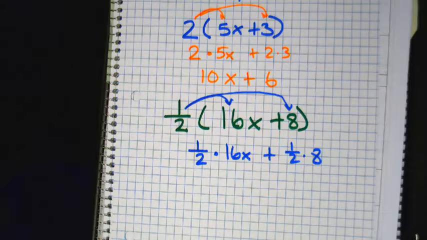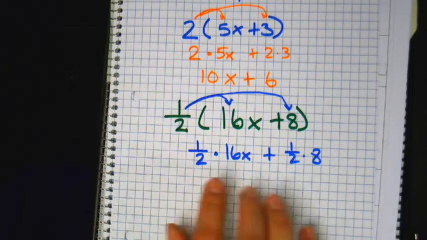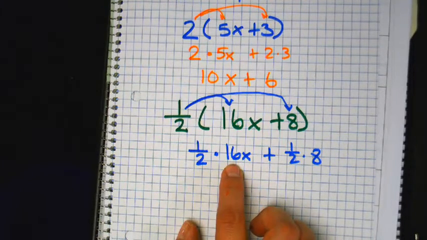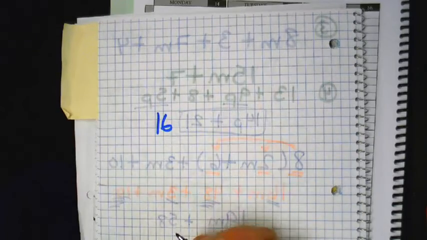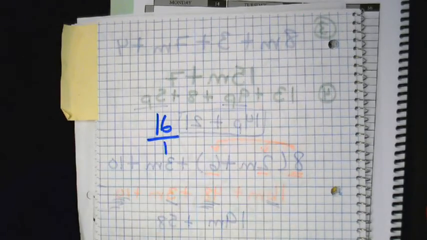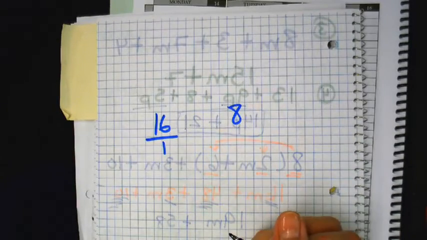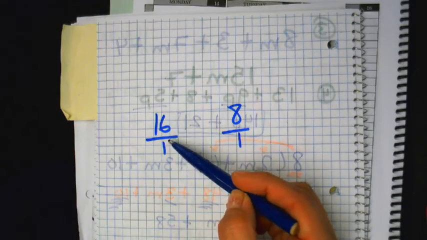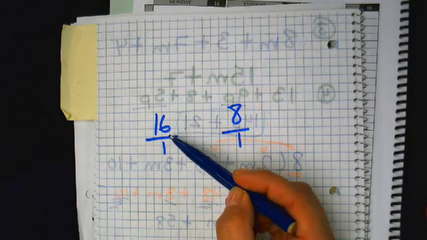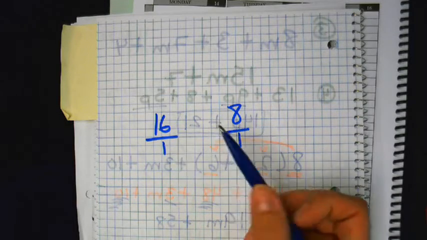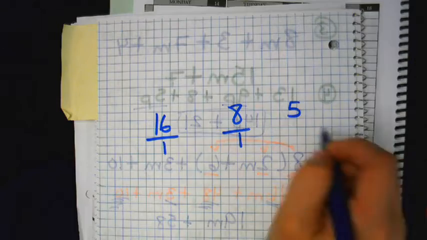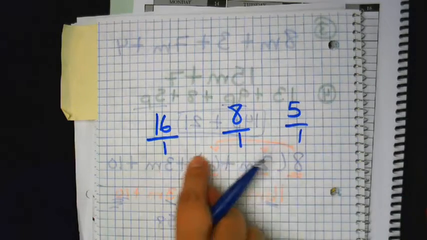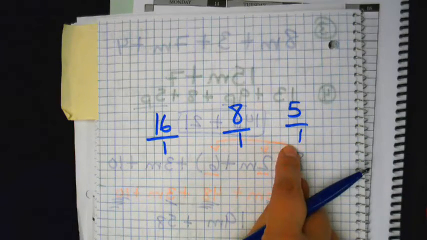All right? Okay. Does anybody know how to change a whole number into a fraction? Division. What is it? Over 1. For example, 16. How do I turn it into a fraction? Over 1. 8. How do I turn the number 8 into a fraction? Over 1. Because 16 divided by 1 is still 16. We don't change the value. How do I change 5 into a fraction? Over 1. Okay? This is something you should have learned back in elementary school.